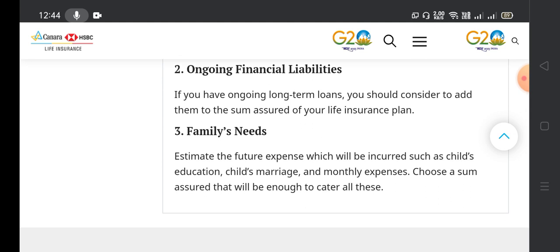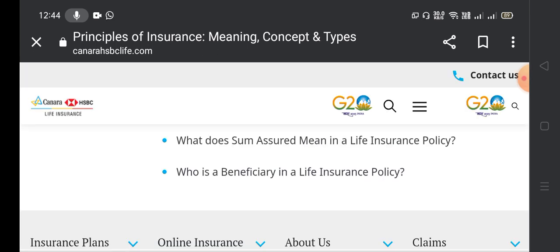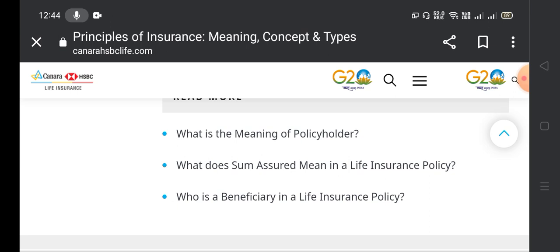And number two is ongoing financial liabilities. If you have ongoing long-term loans, you should consider adding them to the sum assured of your life insurance plan. And number three is family's needs. Estimate the future expenses which will be incurred, such as child's education, child's marriage, and monthly expenses. Choose a sum assured that will be enough to cater to all these expenses. So these are the principles of the sum assured, its meaning, and the policyholder meaning.